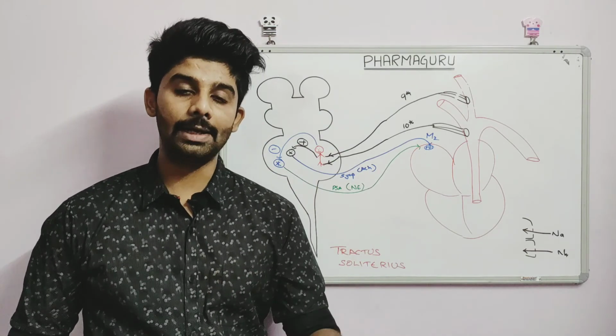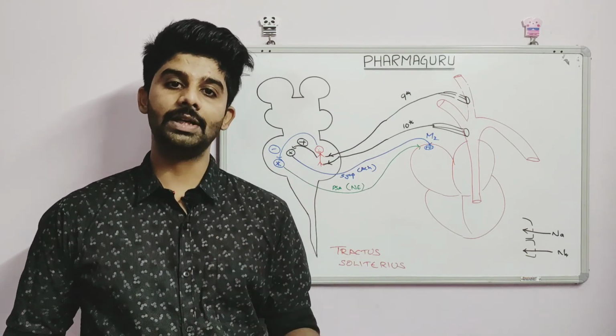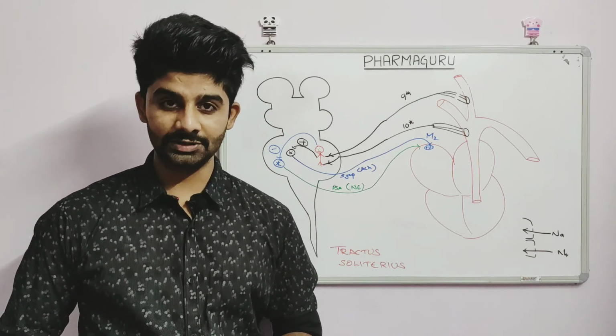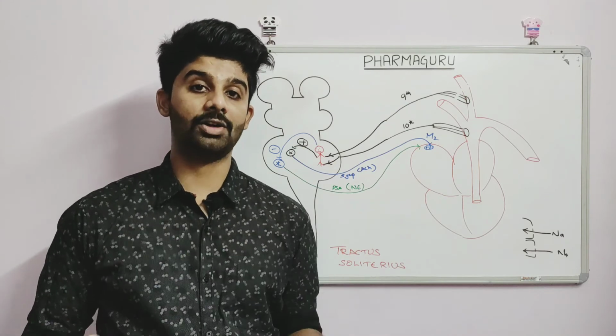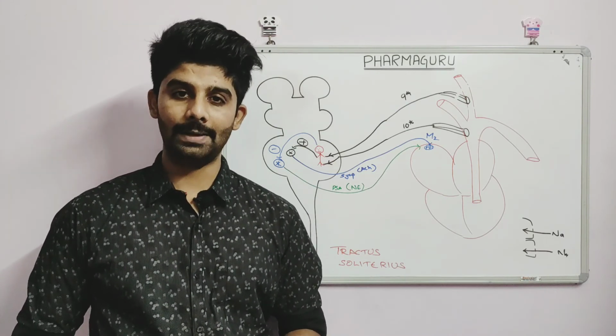So we will meet up in the next video discussing the renin angiotensin aldosterone system, how the RAAS system, one of the most important systems in our body, will regulate our blood pressure.